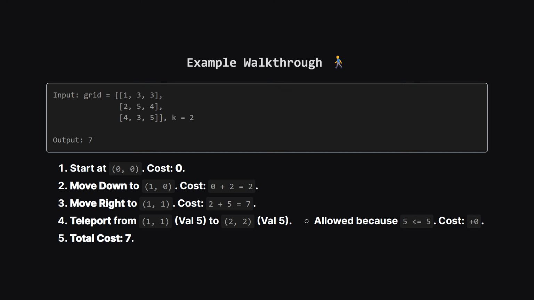Now we are standing on a 5. The target at the bottom right is also a 5. Since 5 is less than or equal to 5, we can use one of our teleports to jump straight to the end. That jump costs 0. So our final total cost is 7.